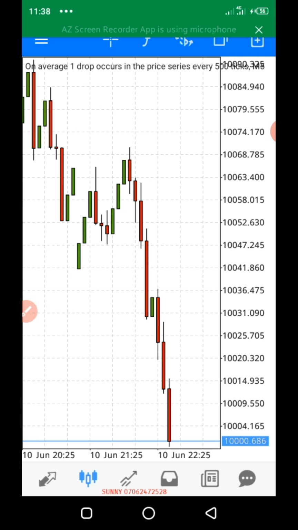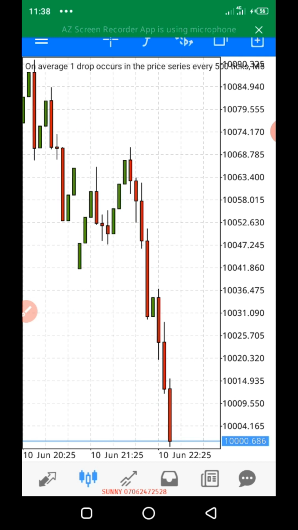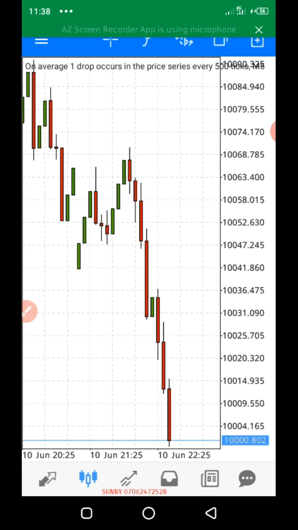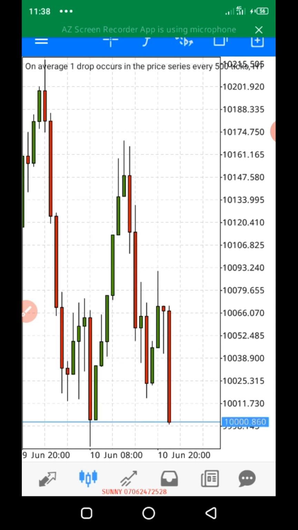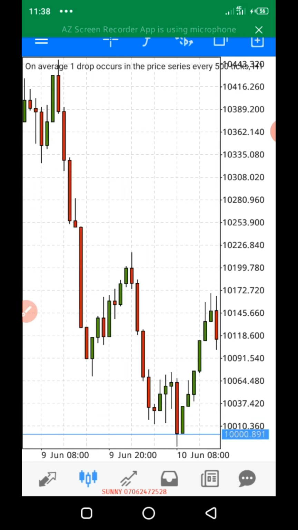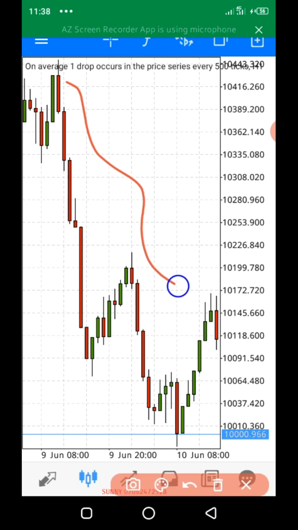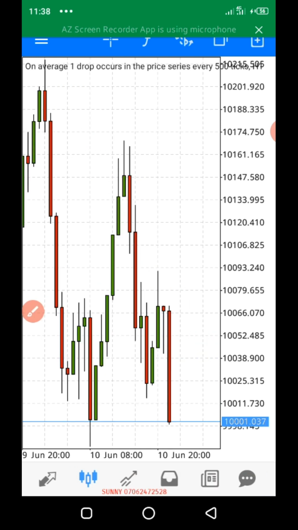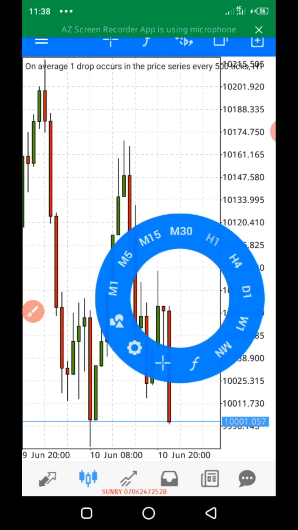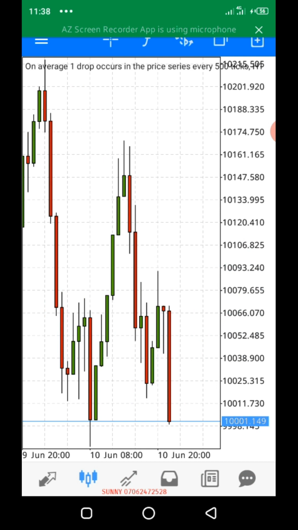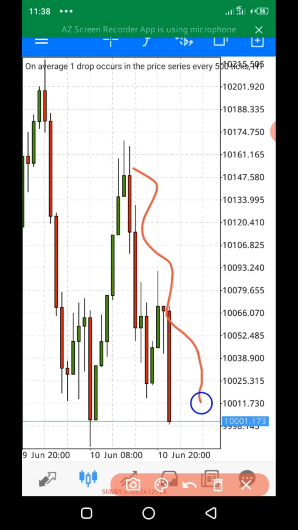Okay, so now what is the strategy behind the time frame? If I want to trade, I'll go to my M1 and check for trends. What is my M1 doing? I'll look for the trend on my M1. It's a downward trend. As you can see, we are in a downward trend. That is why the market is coming down.